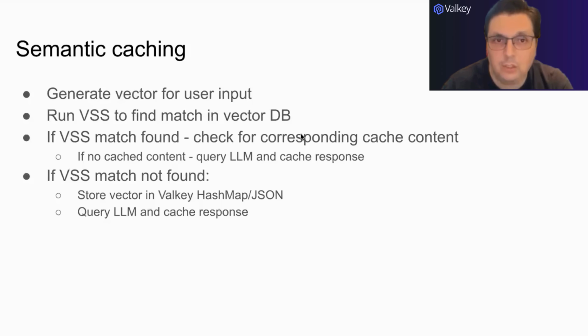So if vector match is found, we use the corresponding cache. If it's not found, then we query LLM and we cache the response. However, if vector match is not found in this scenario, then we're going to store the vector in the database, query LLM, and cache the response.